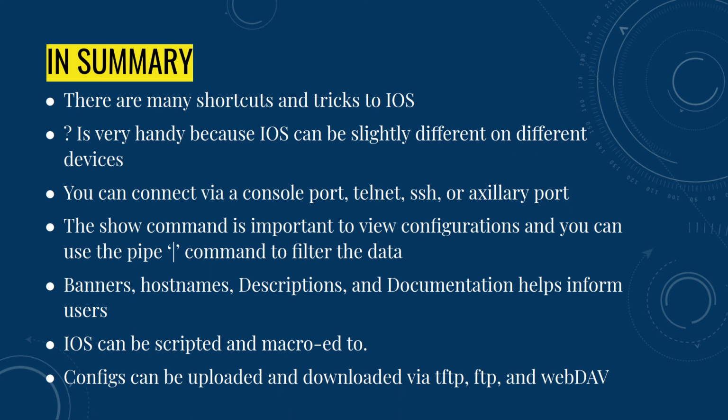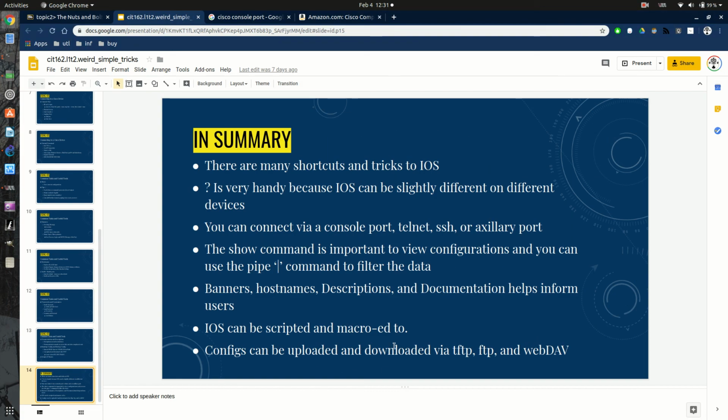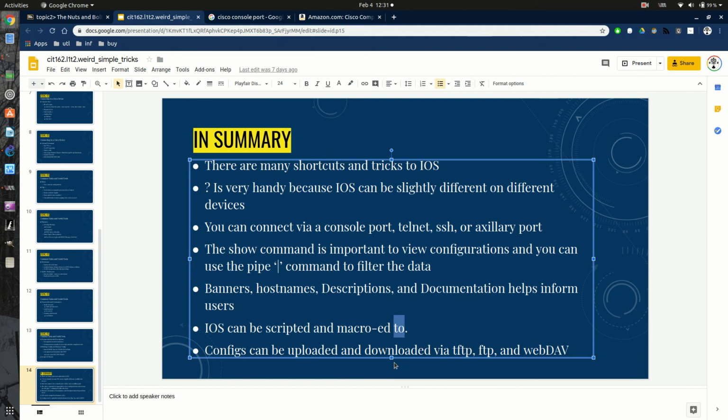The show command is important to view configurations. You can use the pipe command to filter the data. Banners, host names, descriptions, and documentation help inform users. Please put descriptions on ports. That'd be nice. IOS can be scripted and macroed too. And last, configs can be uploaded and downloaded via TFTP, FTP, and WebDAV, which we'll do a little bit later in some other labs too.